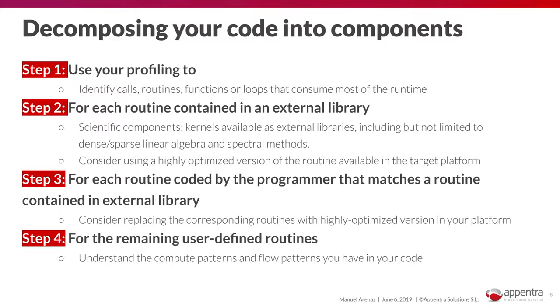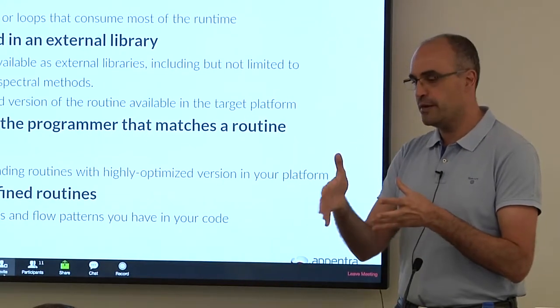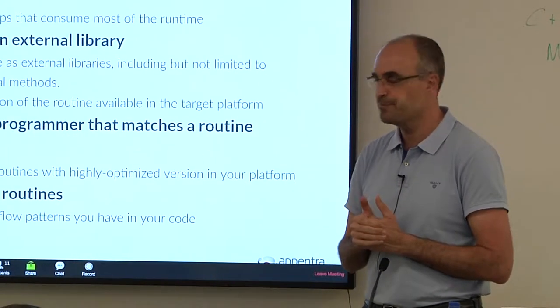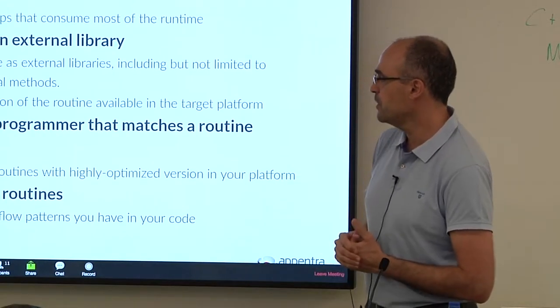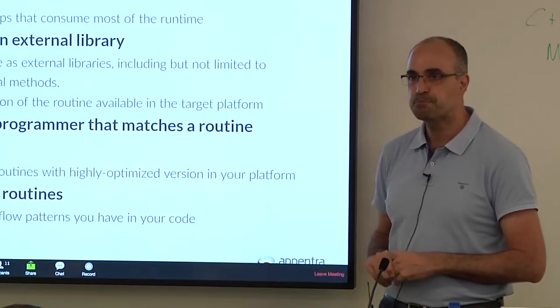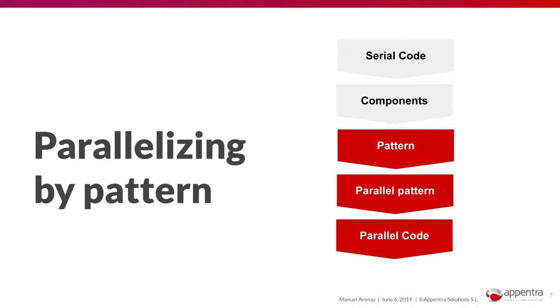And finally, for the remaining user-defined routines, routines that you have coded as a developer, you need to address the complex process of parallelizing your code. For this, what we propose is to decompose your code into components, in patterns, and use what we will see next as a guide to generate different parallel versions so that you can pick the one that performs best, fastest, on a given architecture. And this is the final step number 4. For the remaining user-defined routines, understand the code compute patterns that you have in your code. So let's see how we can parallelize guided by patterns.